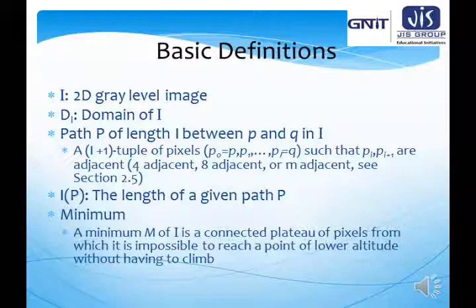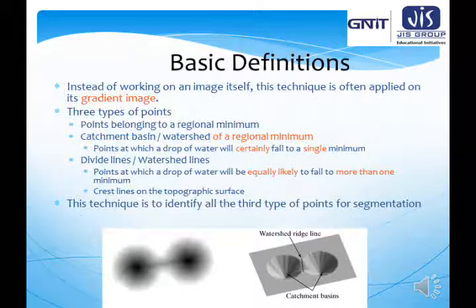Now here l(P) equals the length of the given path P, which must be minimum. And what do we mean by minimum? A minimum M, represented by M of I, is a connected plateau of pixels from which it is impossible to reach a point of lower altitude without having to climb.